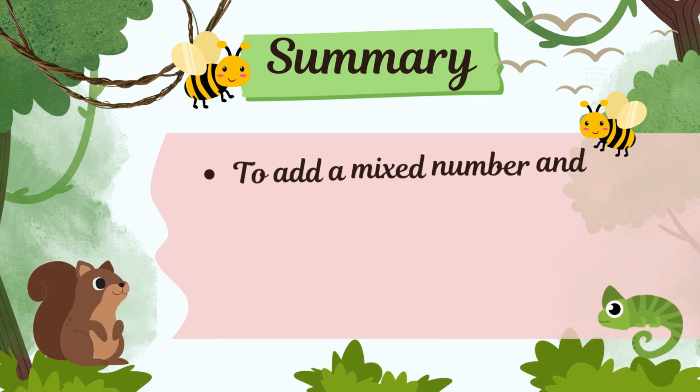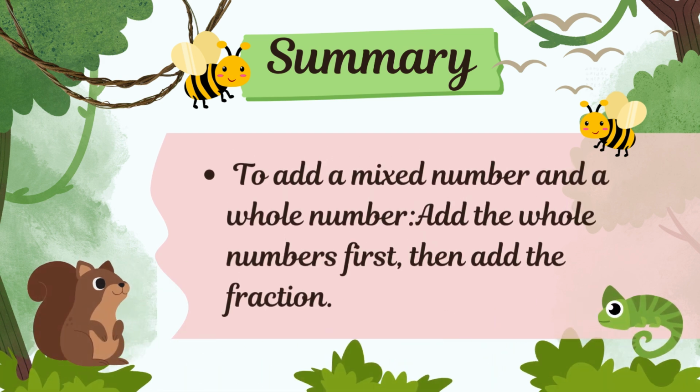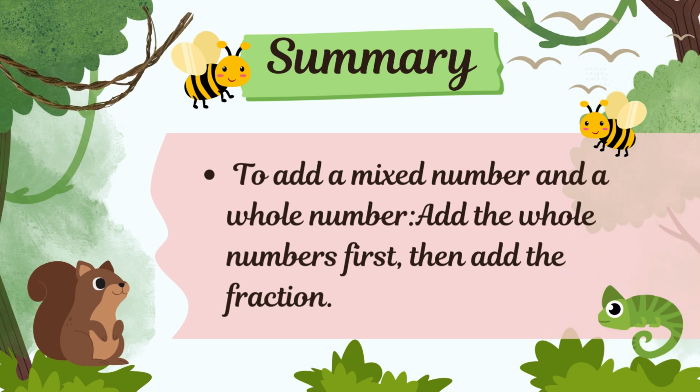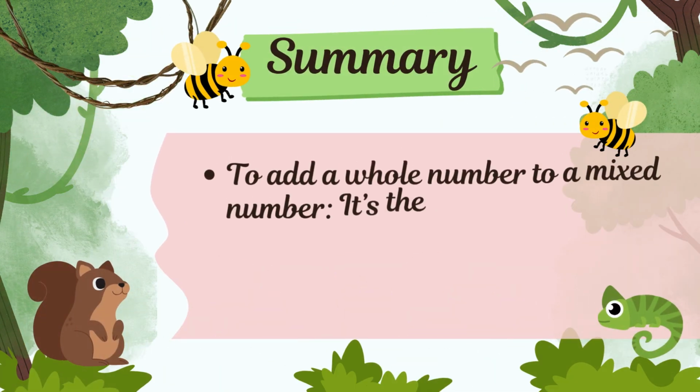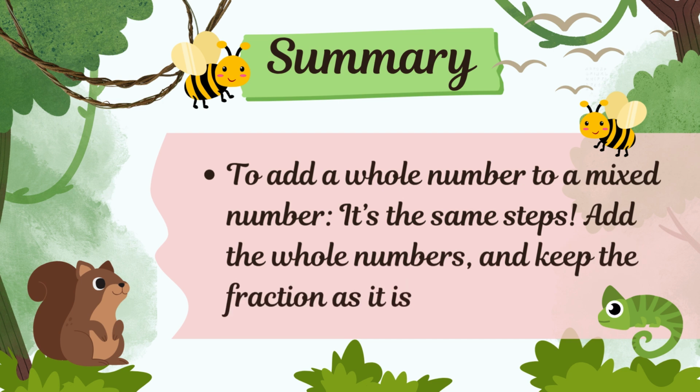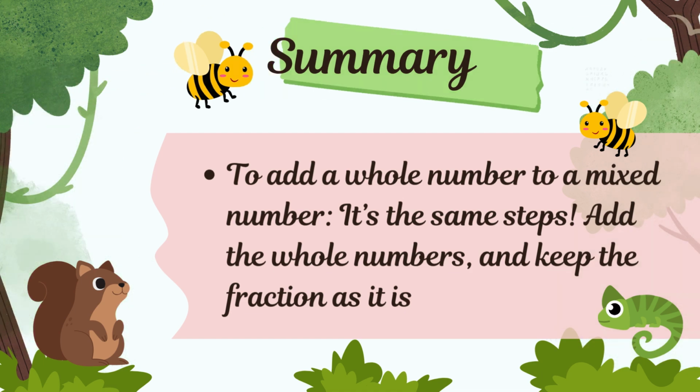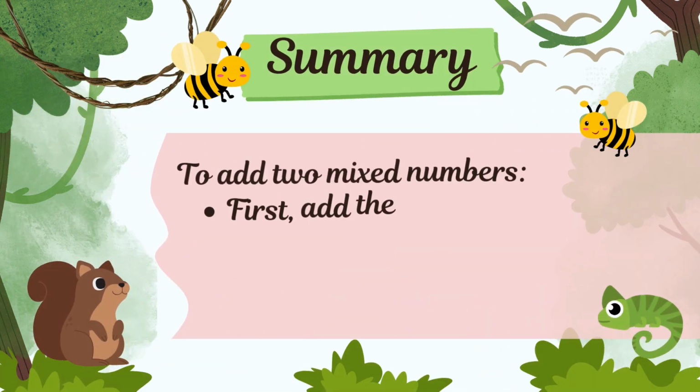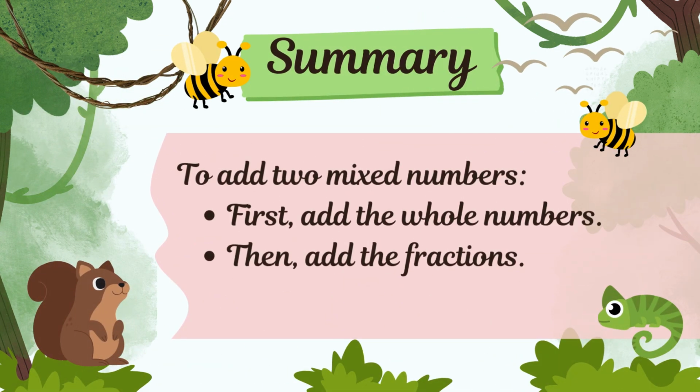Let's review what we learned today. To add a mixed number and a whole number, add the whole numbers first, then add the fraction. To add a whole number to a mixed number, it's the same steps. Add the whole numbers, and keep the fraction as it is. To add two mixed numbers, first, add the whole numbers. Then add the fractions. If the fraction becomes improper, change it into a mixed number, and combine everything together. Don't forget to give your answer in simplest form.